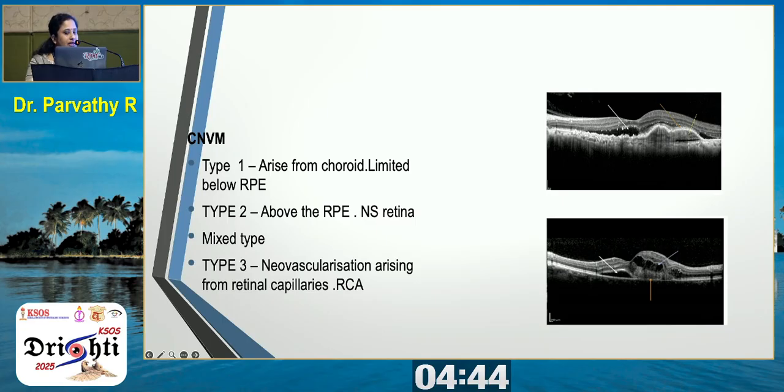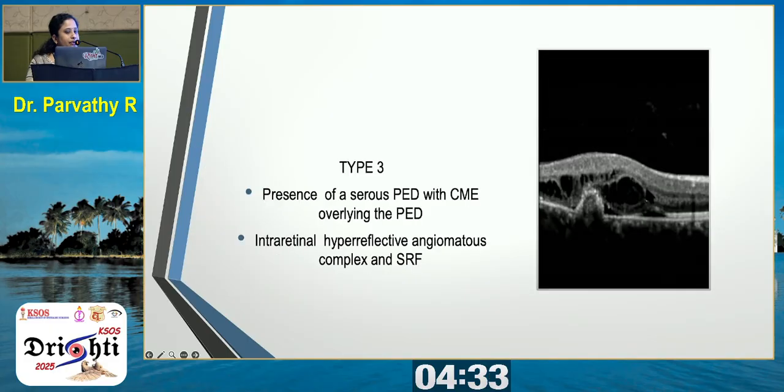Here hyperreflectivity is seen in the neurosensory retina, and sometimes we can get a mixed type in which both type 1 and type 2, that is above and below the RPE, can be seen. And there is type 3 neovascularization, in which the neovascularization arises from the retinal capillaries and goes into the choroid. It is characterized by the presence of serous PED with cystoid edema overlying the PED, an intraretinal hyperreflectivity complex, and subretinal fluid.